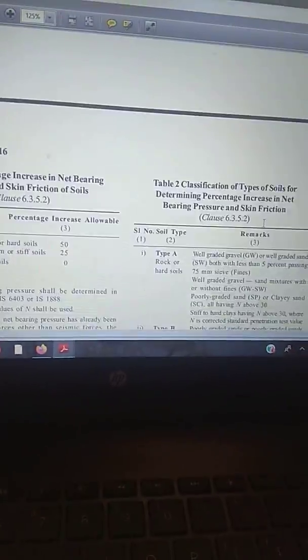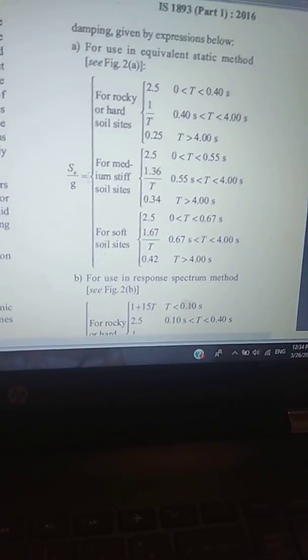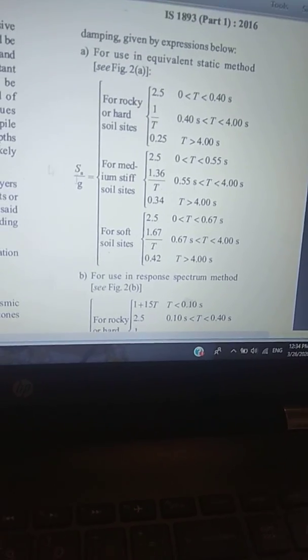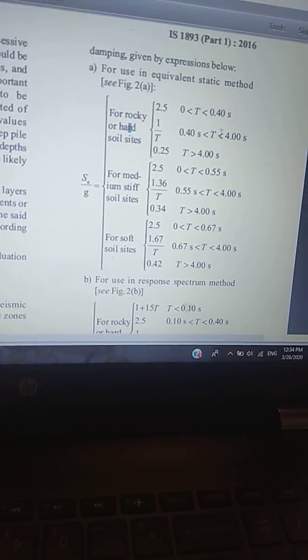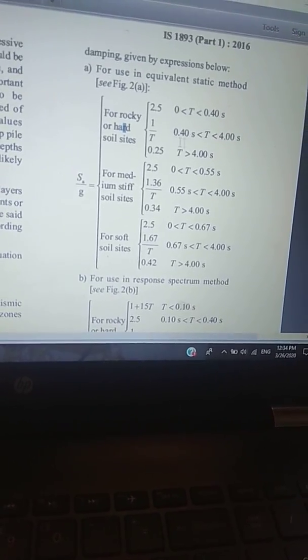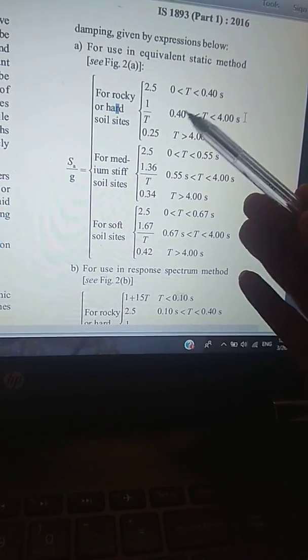Okay, so yeah, this is the table or the chart for picking Sa by g. I have to find it for hard soil. I know it is a hard soil, and the value of T is 0.53 something. So it lies between 0.4 and 4. So T is this close.